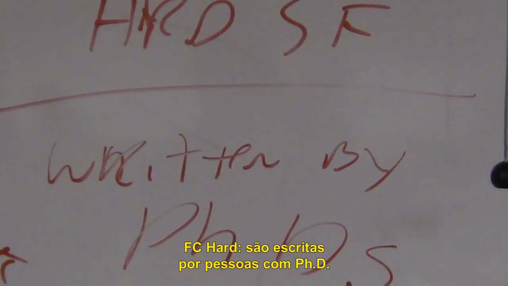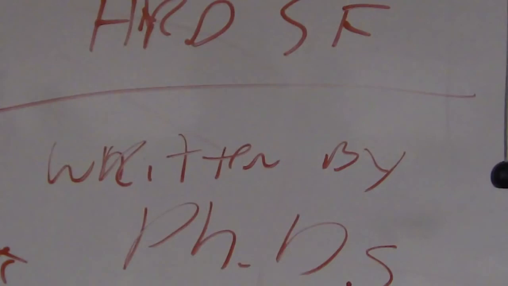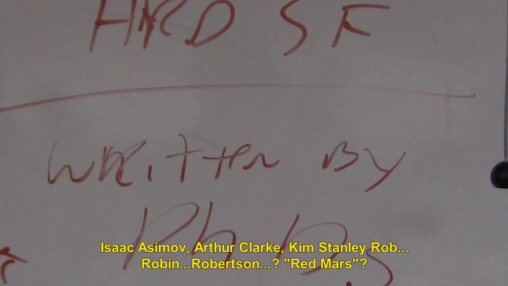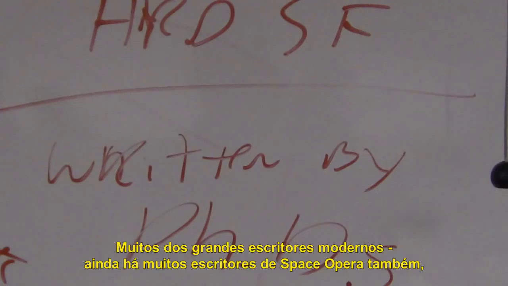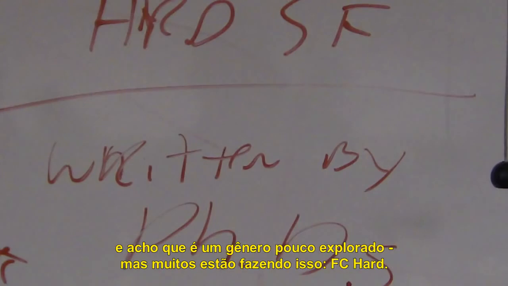This is written by people with PhDs. I'm joking, but this is kind of what I'm talking about with the archetypes. I'm giving the silly Asimov. Yeah, Isaac Asimov, Arthur Clarke, Kim Stanley Robinson, Red Mars. A lot of the modern SF writers, I mean, there's still plenty of space opera writers too, and I think it's underexplored, but a lot of them are doing this kind of stuff, hard SF.